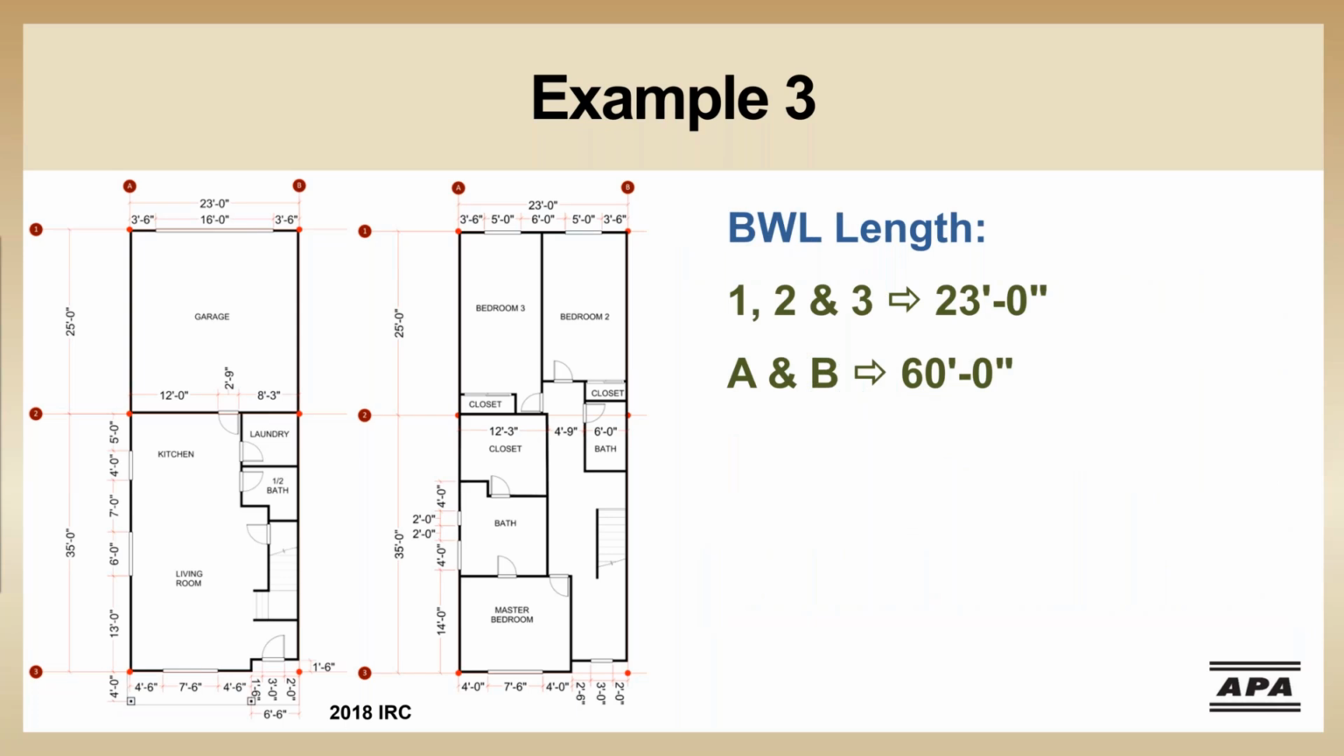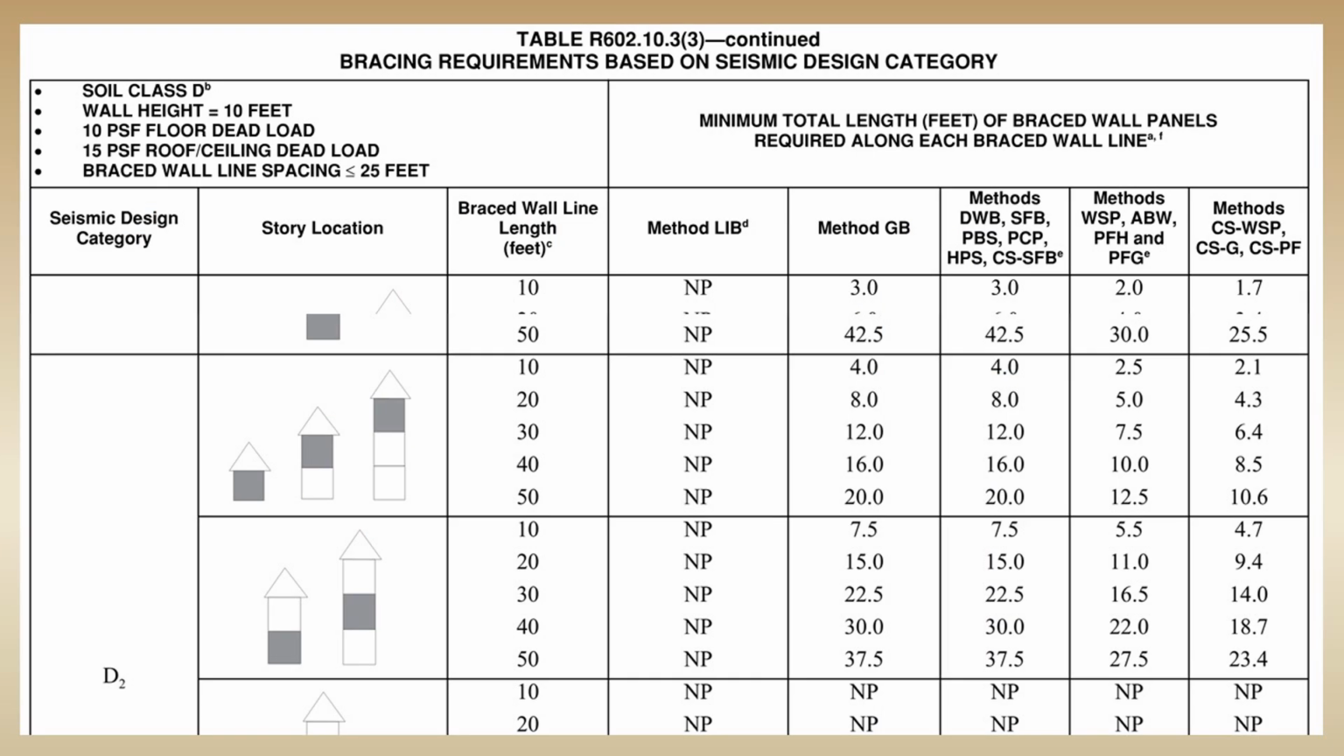Sticking with our initial braced wall line layout, we determined that the braced wall lengths for lines 1, 2, and 3 are 23 feet, and the length for braced wall lines A and B are 60 feet. Starting with the top floor of the townhouse and going to table R602.10.3, we're going to use 23 feet as the length for our numbered braced wall lines and 60 feet for our lettered braced wall lines.